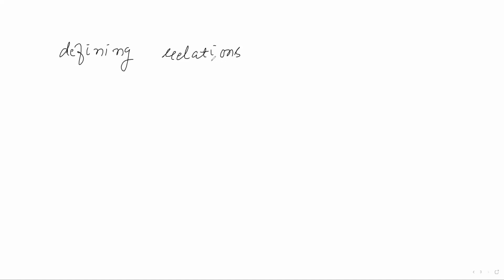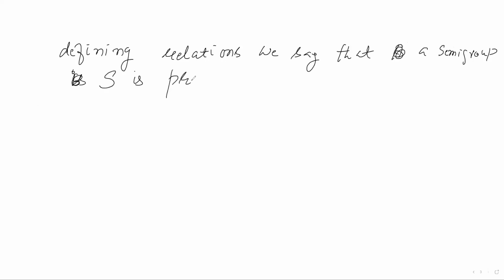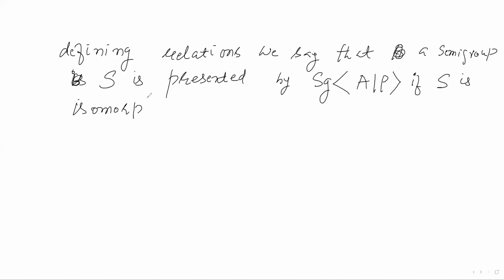Okay, and we say that a semigroup S is presented by this presentation if S is isomorphic to this A plus over rho sharp.